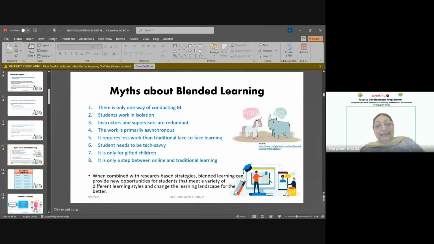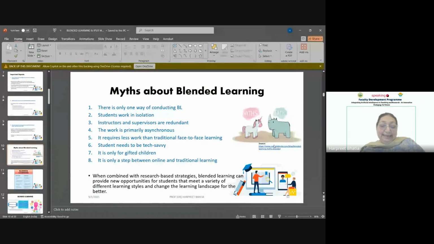Another one is that work is primarily asynchronous. That again is not true. Right now we are in a learning process which is totally synchronous. And yes, if I give you a project to do and submit, that would be asynchronous. Another myth is that it requires less work than traditional face-to-face learning. Actually, it requires more work, because the supervisor has to take care of each and every student's pace of learning. And also for the student to be fully involved, it actually requires more work than traditional face-to-face learning.